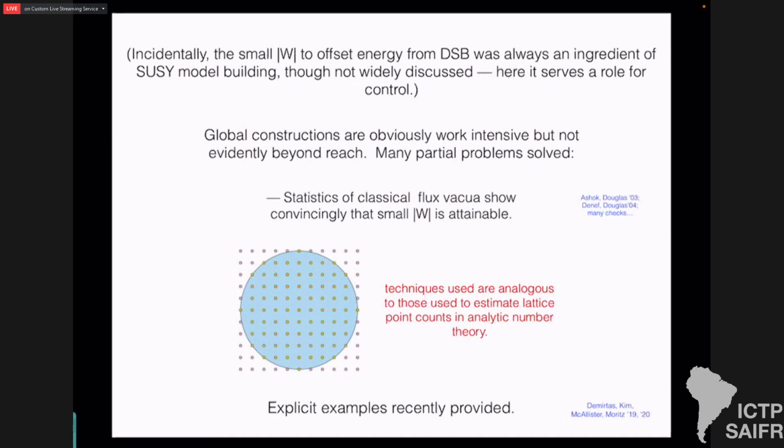Now, I want to summarize where the status of these models is quickly. I know Pedro said I have a minute at most. So global constructions are obviously work intensive. They're not evidently beyond reach. I'll say more about that in a second. Many partial problems can be isolated and solved.